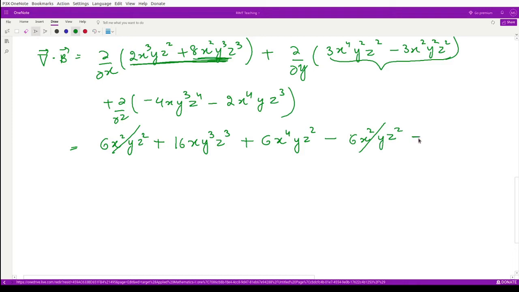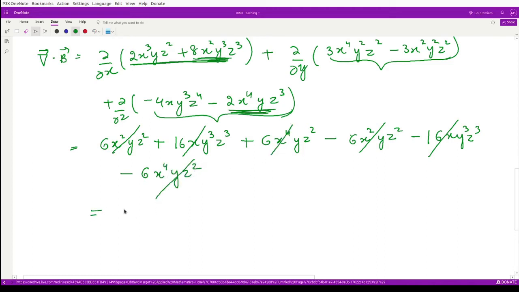And next, when you perform the partial differentiation of this term with respect to z, that would be minus 16xy cube z cube, right? This cancels with this one. And for the last term, it would be minus 6x to the power 4 y z square. So this quantity cancels with this one. So you see, we obtain the divergence of the vector B as equal to 0. Therefore, your vector B is a solenoidal vector quantity.